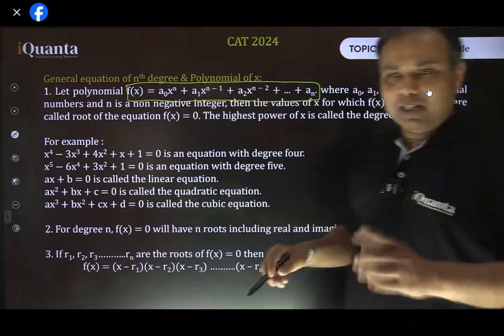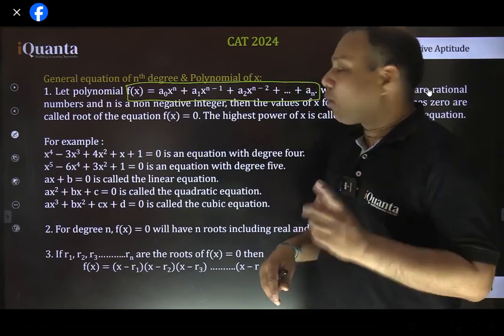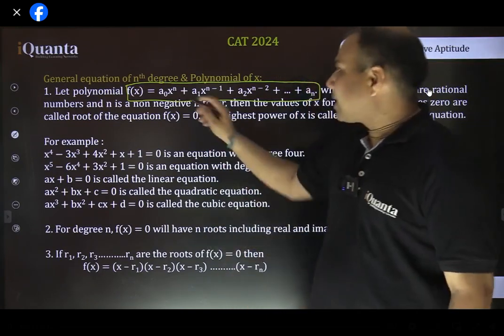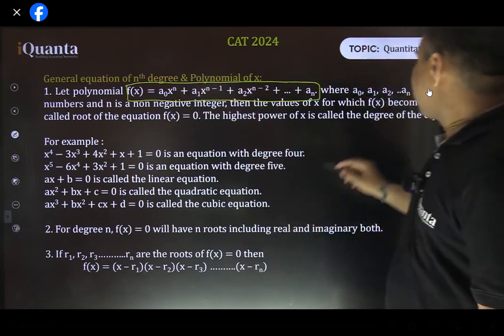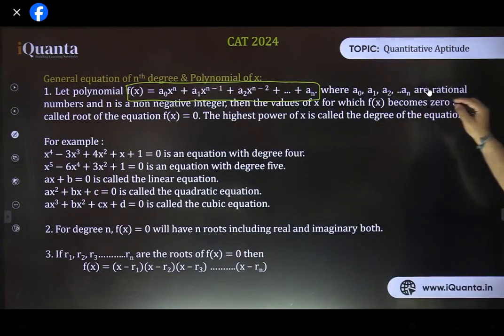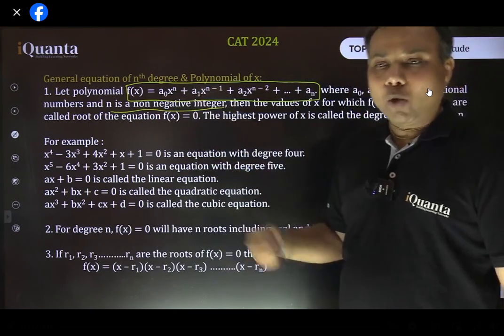Okay, now this is a polynomial. x is the only variable. I discussed this last time also when we were discussing all these equations and degrees and number of solutions or roots. So we are always talking about single variable equations. But whatever the highest power is, that makes the degree of the polynomial. It says here, a0, a1, a2, an are rational numbers, and n is a non-negative integer. So this power must be a whole number, a non-negative integer.